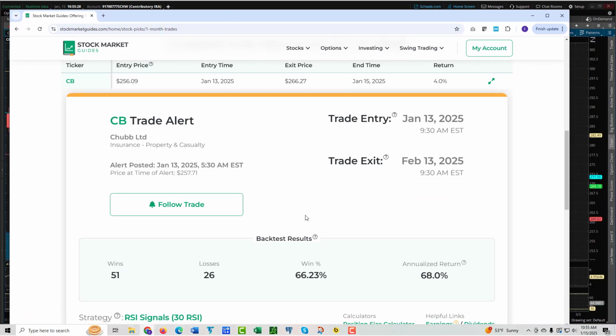We picked that up with our scanner, and the intelligence that we bring to the equation is we say, well, the RSI metric shows a low value, but how many times has that happened in the past for Chubb? And what happened to the stock in each of those cases thereafter? That's what this information shows. It shows that this has happened in the past this number of times, and 51 times the stock ended up going up over the next month. This is a 1-month trade in this particular case. And 26 times it did not go up, it went down.